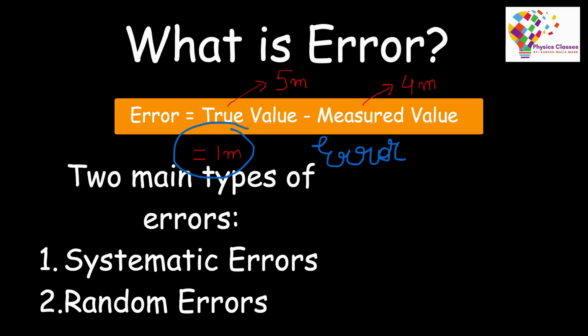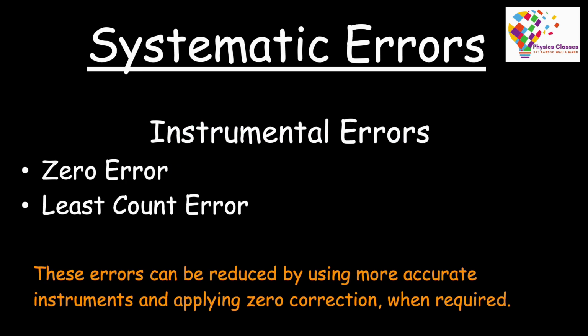Now, errors arise from different sources, but there are two main types of errors that we will try to understand today: systematic error and random error. Let us first understand systematic errors. Under systematic errors, the first one we come across is the instrumental error. Instrumental errors arise due to the imperfect design or wear and tear of the instrument.